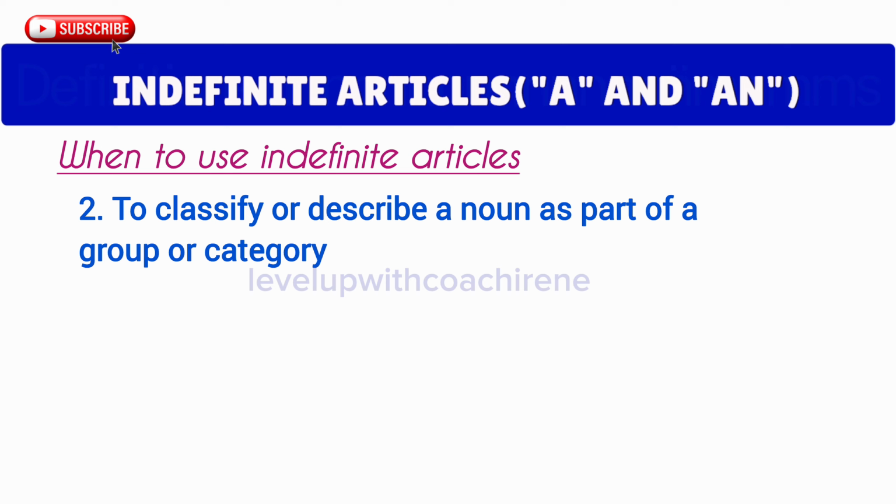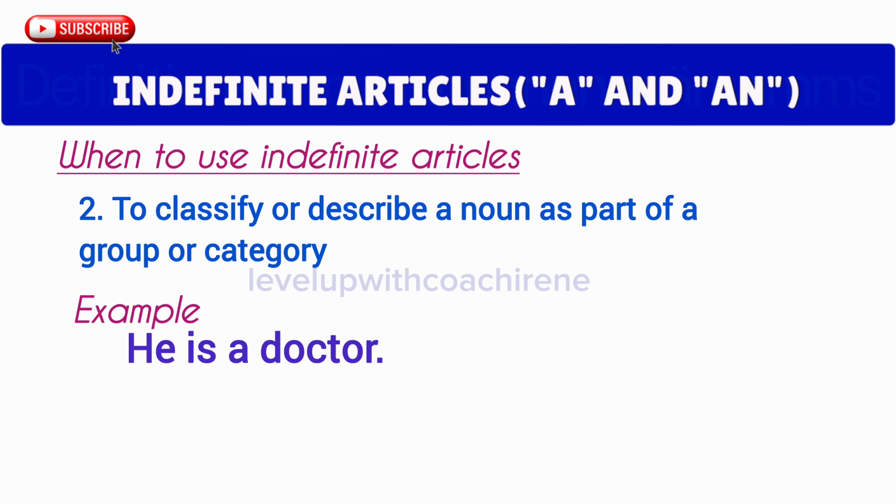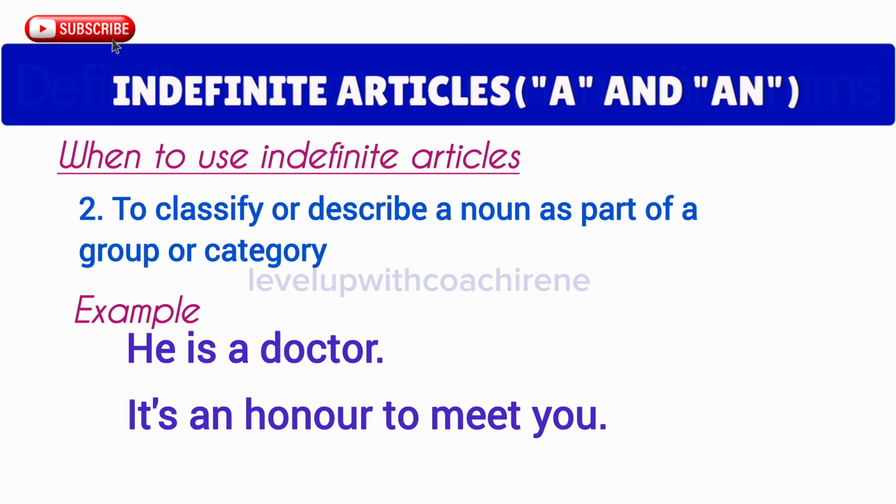Number 2, indefinite articles are used to classify or describe a noun as part of a group or category. For example, he is a doctor. This sentence describes one doctor among the group of doctors. It's an honor to meet you.